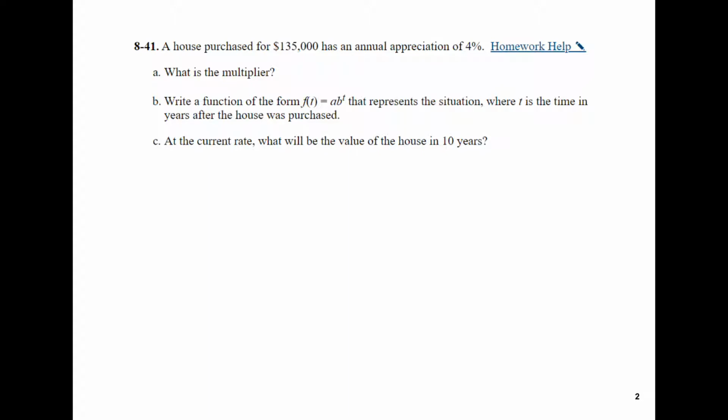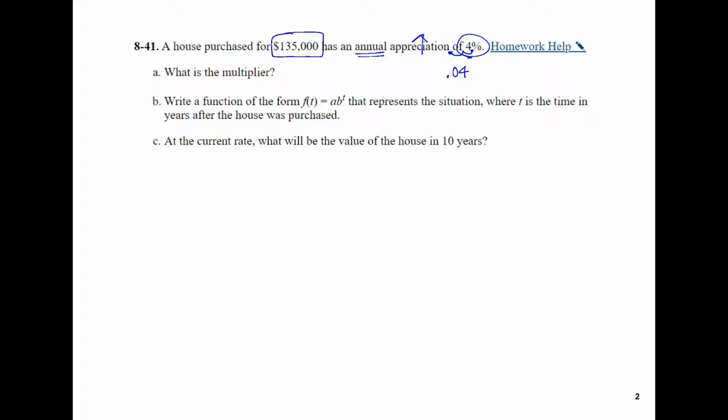(8-41) A house purchased for $135,000 has an annual appreciation of 4%. Question A says, what is the multiplier? The very first thing we need to do is take 4% and change it to a decimal. So we want to move 2 jumps to the left, so we have 0.04.